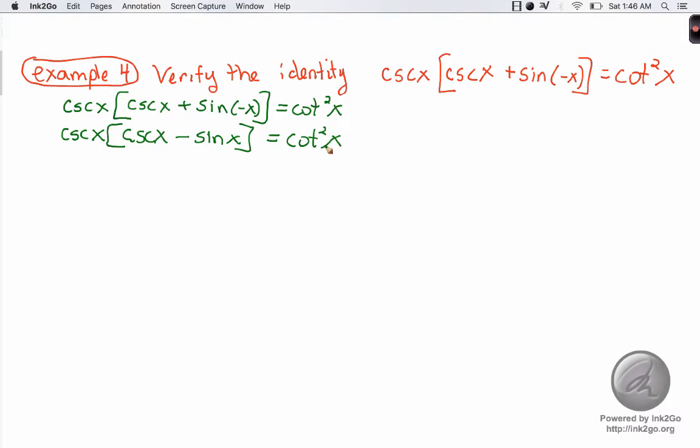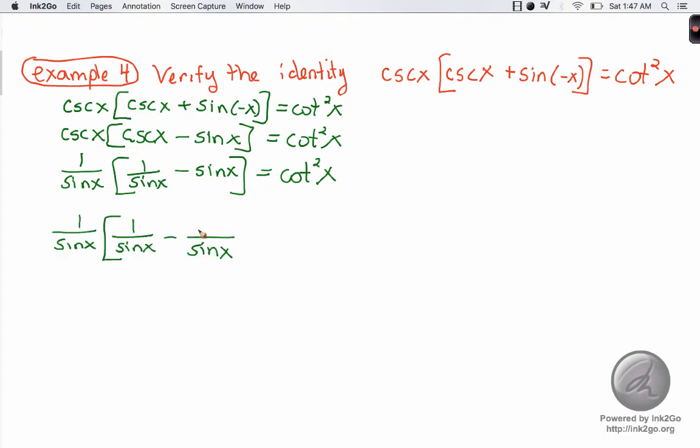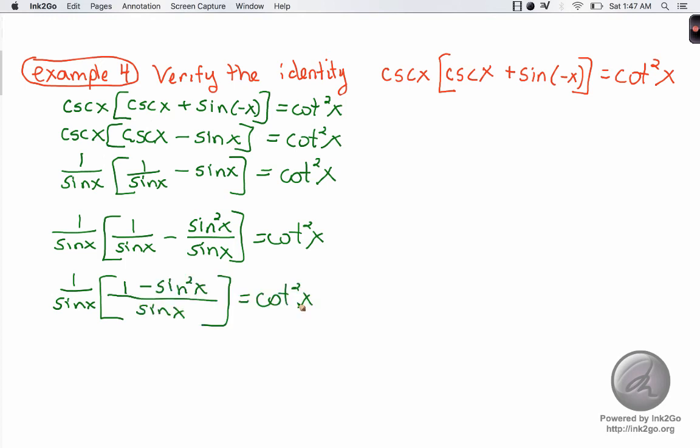So when I'm stuck, let's try rewriting everything in terms of sine and cosine. So I'm going to rewrite cosecant of x as 1 over sine. Since my right-hand side doesn't have any minus signs, it only has a single term, let's subtract these two fractions by finding a common denominator. Our common denominator is going to be sine of x. And so therefore, my new numerator for the second fraction is going to be sine squared of x. Subtracting the two fractions, I end up with 1 minus sine squared of x over sine of x.